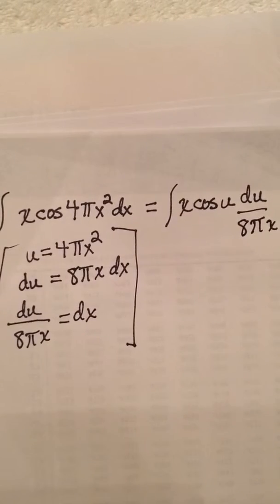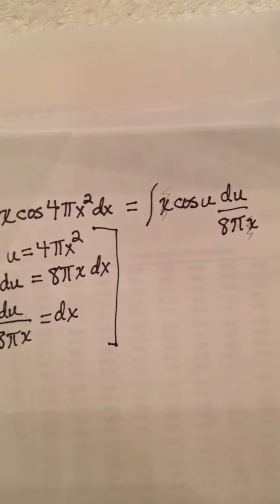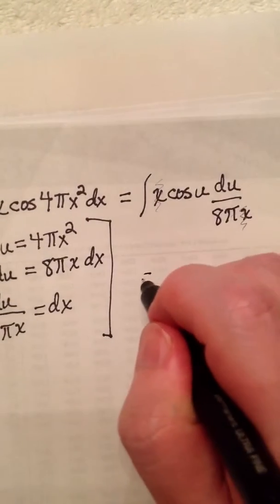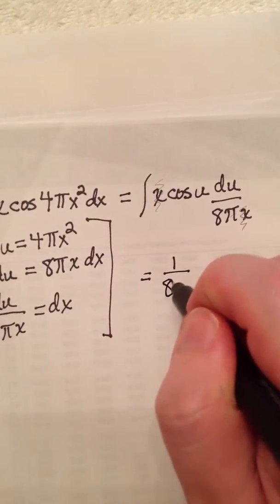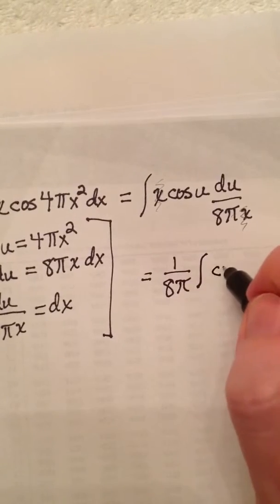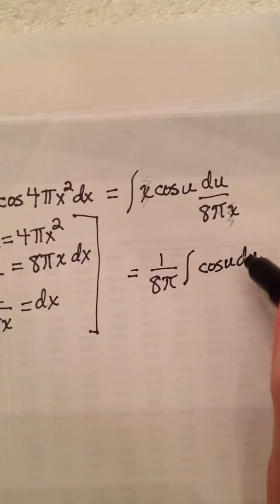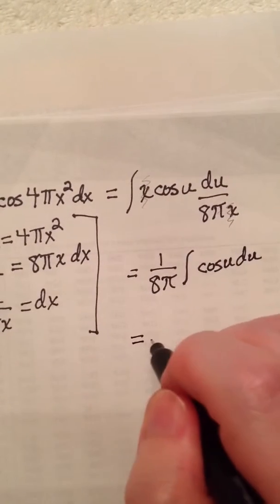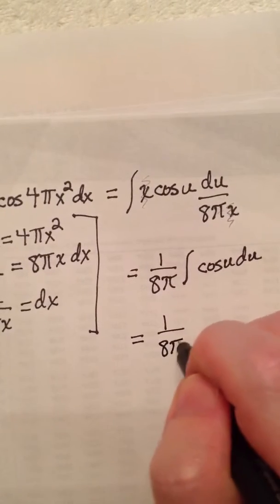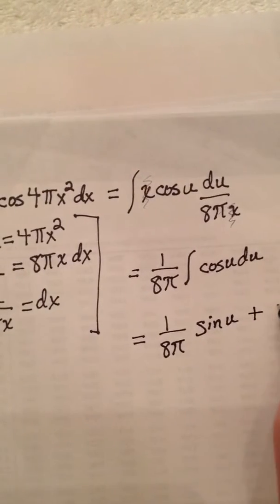And with the cross multiplication, the x's go out, and so we have a numerical coefficient that can be brought on the outside, at 1 over 8 pi, times the integral of the cosine of u du, and the antiderivative of cosine is going to be sine, and so we have 1 over 8 pi times the sine of u followed by the constant.